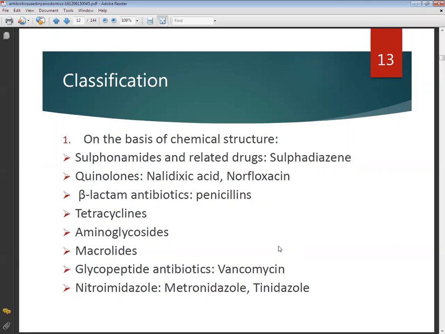Then another group based on your chemical structure is tetracyclines. Tetracyclines are widely used in the treatment of periodontal disease. Then comes the aminoglycosides. Another group is macrolides. Then glycopeptide antibiotics and nitroimidazole. Mostly we use metronidazole in the treatment of periodontal disease.